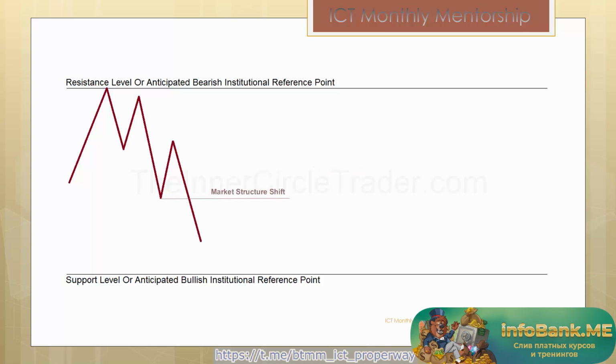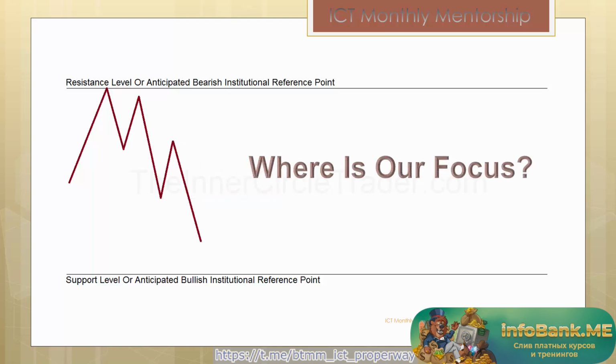We have another market structure shift. So where's our focus? Given what was explained in the previous example, where's our focus right now as a trader? Why are we looking at a specific level, and what are we anticipating? That low right there. Inside that low, the last down candle, that's what we're going to be looking for price to reach back up into. If it does that, we can be a seller at that moment.